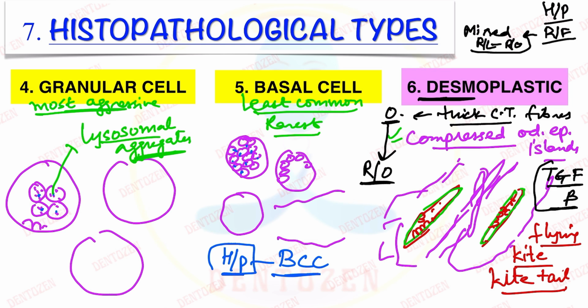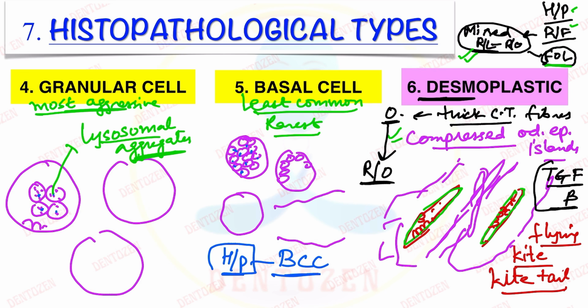This is similar to the appearance given by fibro-osseous lesions of the bone. These are lesions of the bone which can also give a mixed radiolucent radiopaque lesion, and that can be your important entrance question: the radiographic differential diagnosis of desmoplastic ameloblastoma is fibro-osseous lesion. So radiographically it is different, and histopathologically it is different.